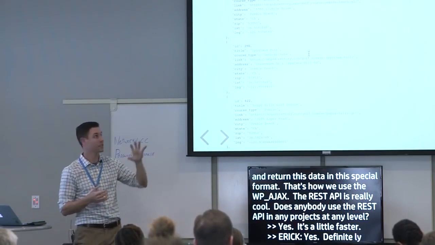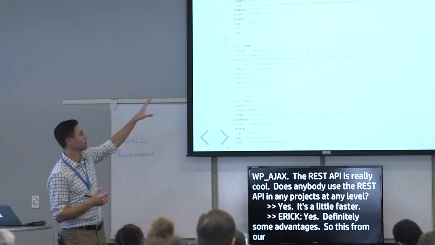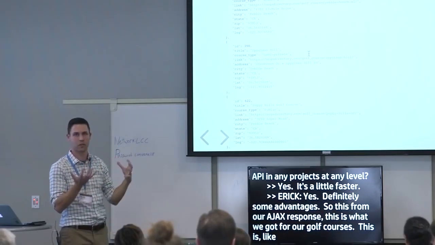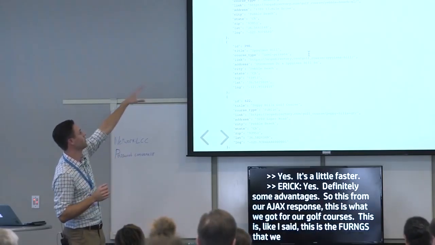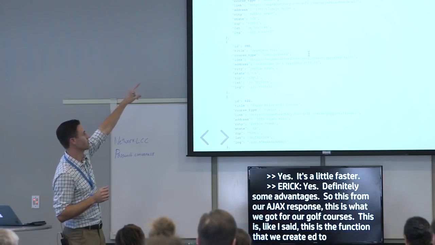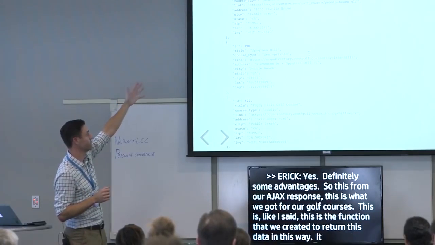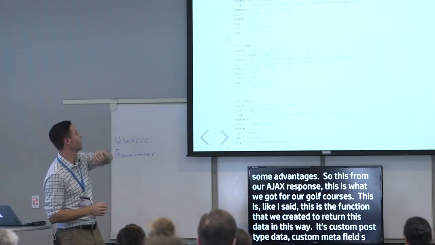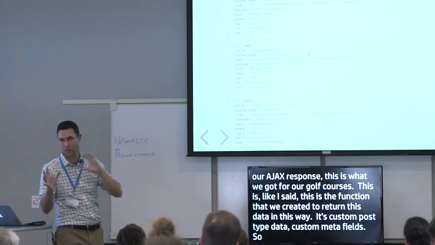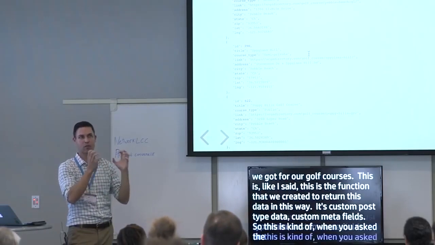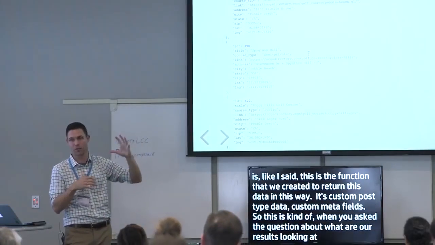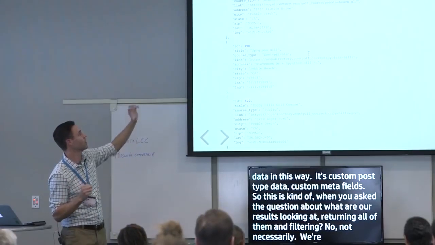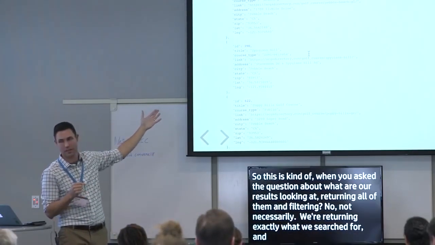So from our Ajax response, this is what we got for our golf courses. This is the function that we created to return this data in this way. It's all just custom post type data, custom meta fields that we created: city, state, zip, lat, long. And this is when you ask what our results are looking like, are we returning all of them to Vue and doing the filtering there? No, not necessarily. We're returning exactly what we searched for, and this is how it gets formatted.